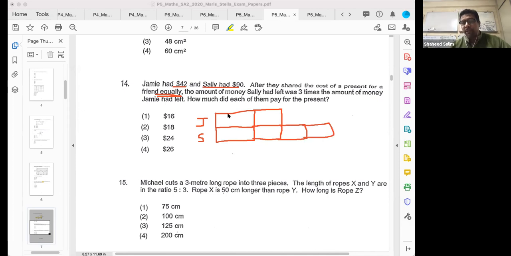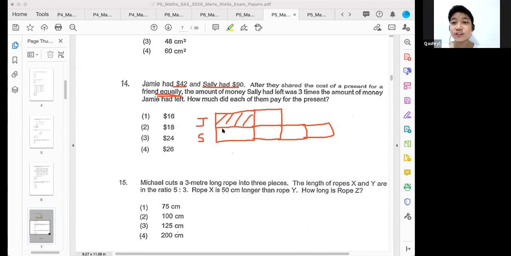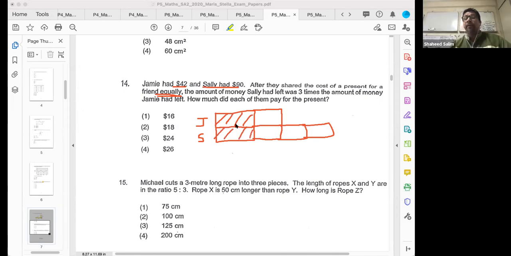Putri Karisa, did you do something like that? Shaded part or you didn't do? Yes, she did. Okay, anyway, the one shaded down here is the amount of money spent. Can you see it's equal? And then Jamie got some money left. Sally got 3 times the amount of money. How do I know all this? It's all in the question. What Sally had left was 3 times the amount of money Jamie had left.